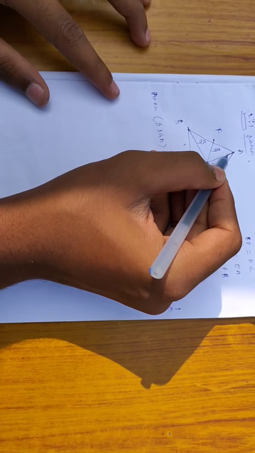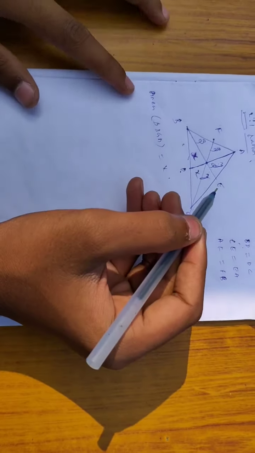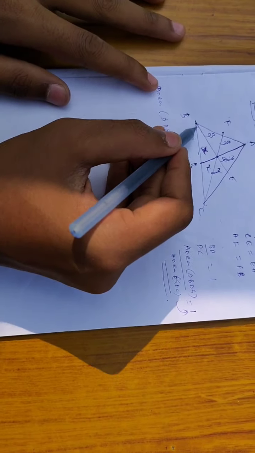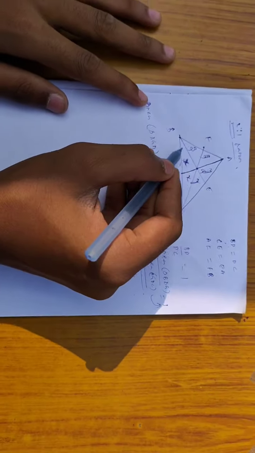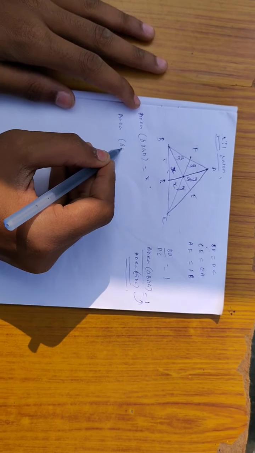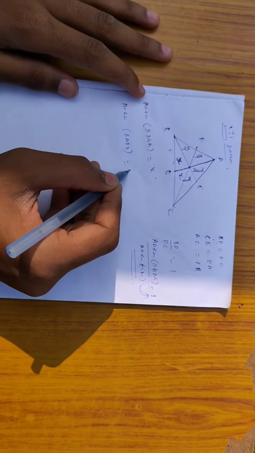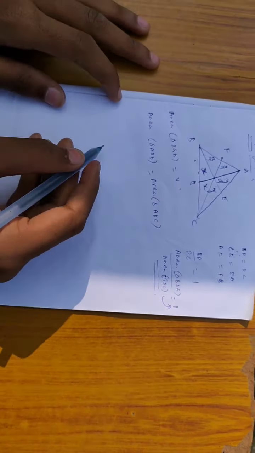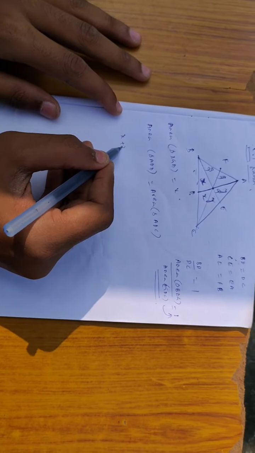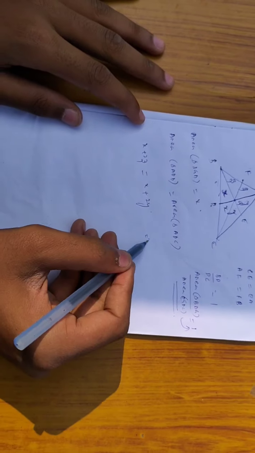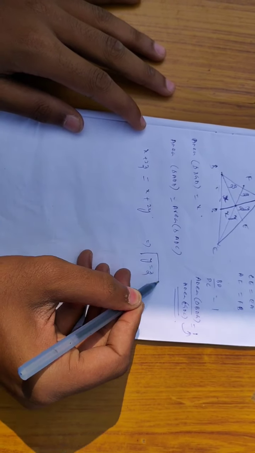And since this is a median and this is a cevian, and BD equal to DC, the total area of triangle ABD is equal to the area of triangle ADC. So x plus 2z is equal to x plus 2y. We can say that y is equal to z.